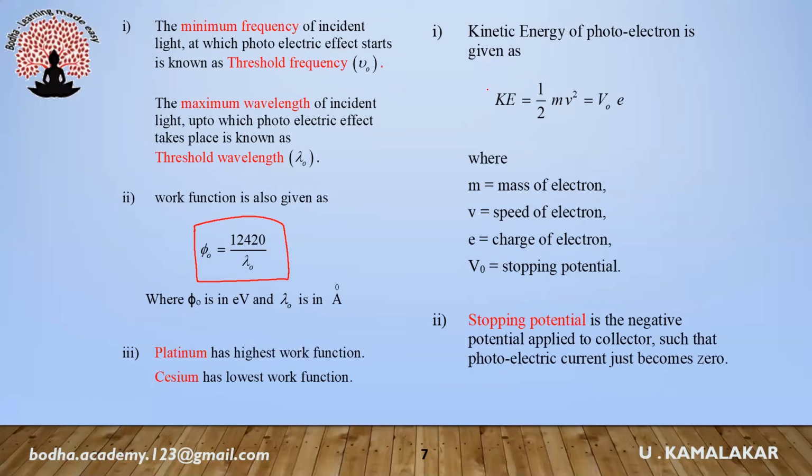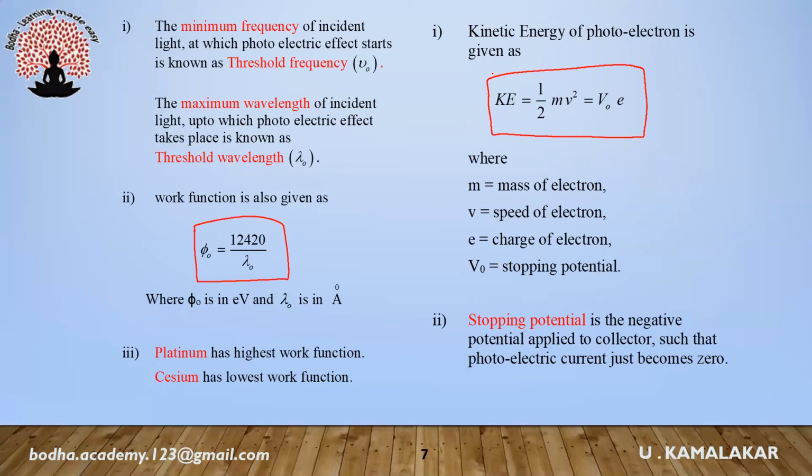The kinetic energy of photoelectron is given as K = half mv squared or K = V0 × e, where m is mass of electron, v is speed of electron, e is charge of electron, V0 is stopping potential.